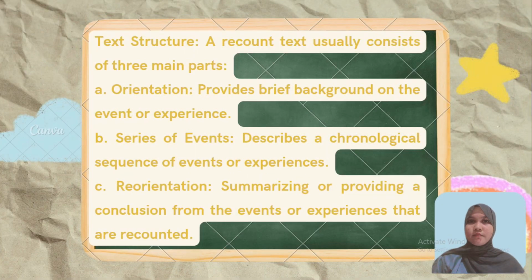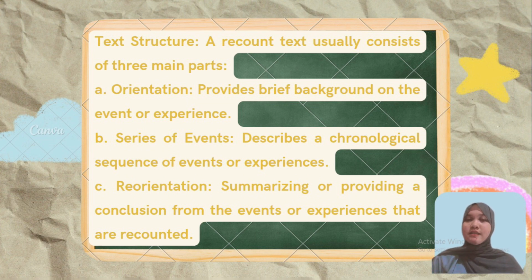The structure of recount text usually consists of three main parts. The first one is orientation, which provides a brief background on the event or the experience. The second is series of events, which describes a chronological sequence of events or experience. In addition, there are some recount text elements.